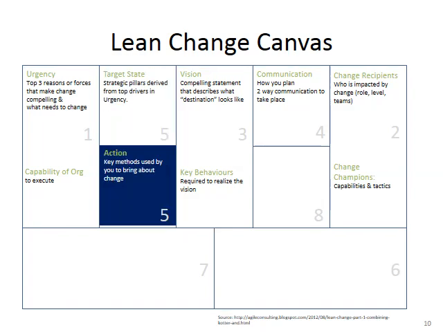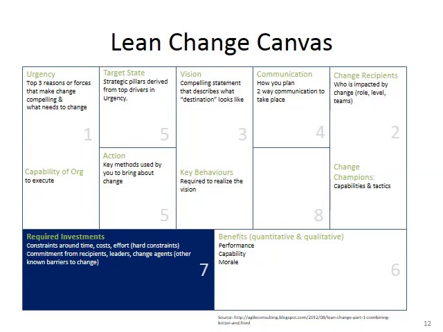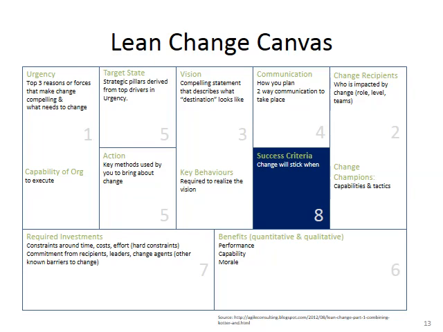Action. Key methods used by you to bring about change. Benefits, quantitative and qualitative. Performance, capability, morale. Required investments, constraints around time, costs, effort, hard constraints, commitment from recipients, leaders, change agents, other known barriers to change. Success criteria. Change will stick when?